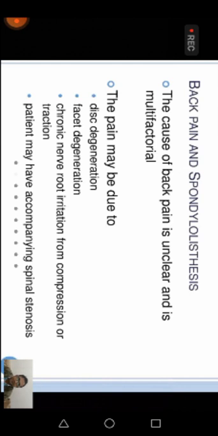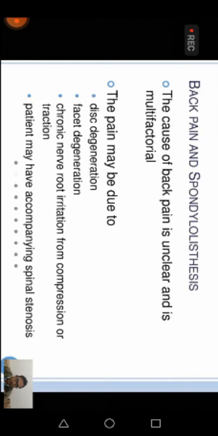Now, what could be the reason for the back pain? In spondylolisthesis, it is also combined with back pain, so there could be many factors which also play a role. Since the spine shifts forward over the lower vertebra, the possible reasons for pain could be disc degeneration, facet problems, chronic nerve root irritation, and the patient may also have spinal stenosis.